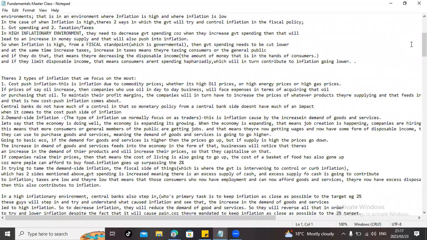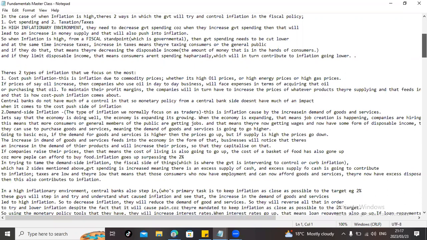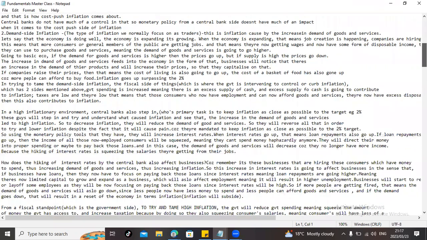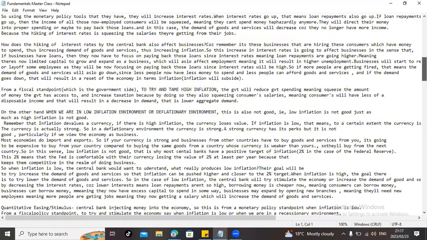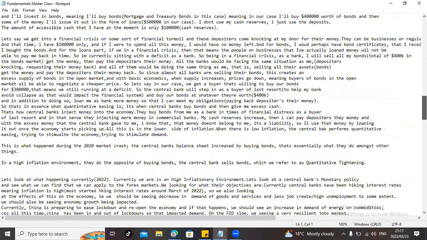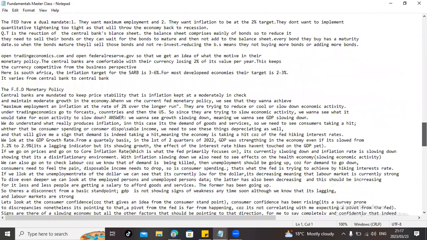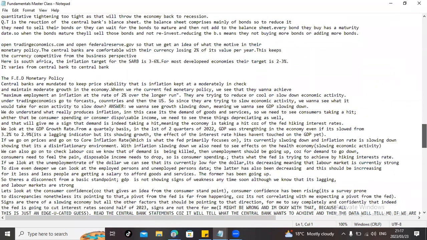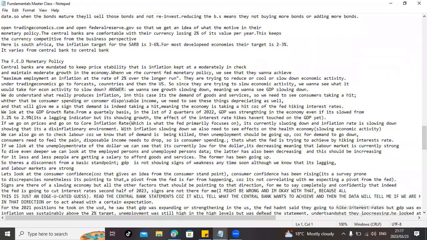November 2021, around September, November 2021, we had the Fed actually come out. Yeah, it was November 2021. We actually had the Fed come out and say that they are going to do what? They are going to start quantitative tightening. They were tapering at that point, not quantitative tightening. Quantitative tightening came around June last year, 2022. In November 2021, they said they are going to start tapering.